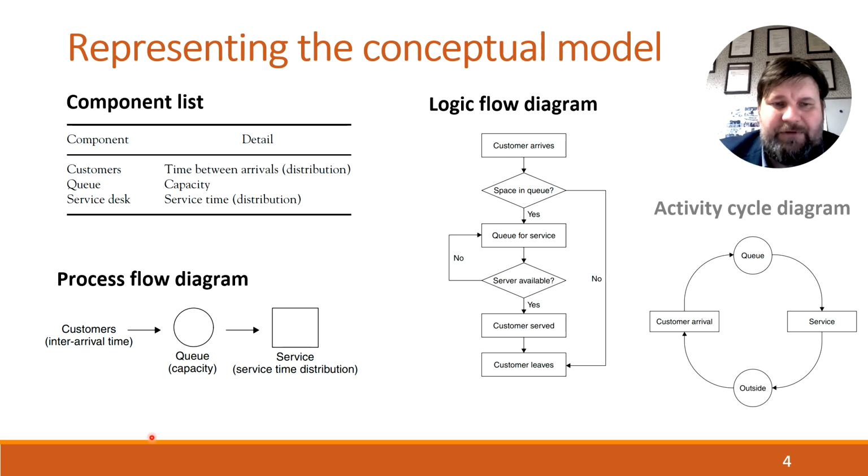A process flow diagram shows how entities move through the system, highlighting the main processing stages and their sequences. The logic flow diagram adds decision points, for example, checking whether there is space in the queue or whether a server is available, making the system's control logic explicit. Together, those representations help translate real-world behavior into a model that can later be formalized and simulated.